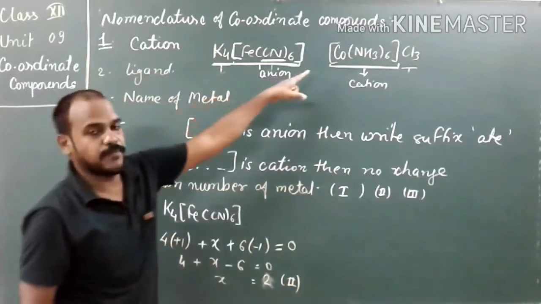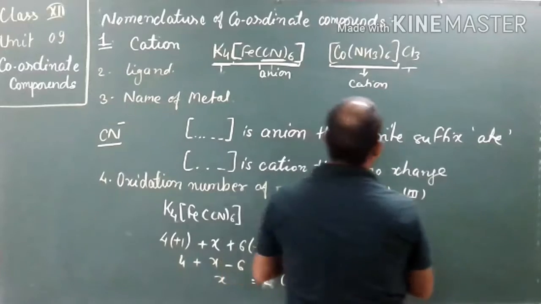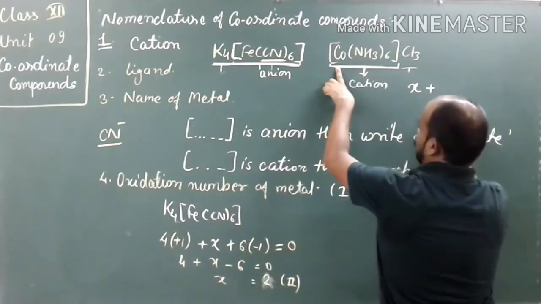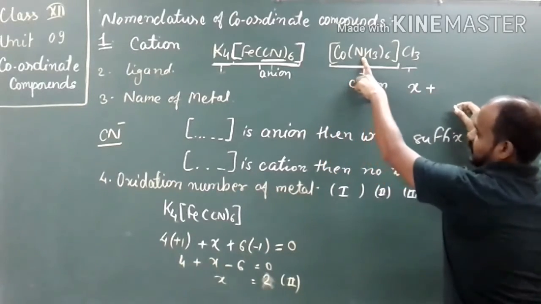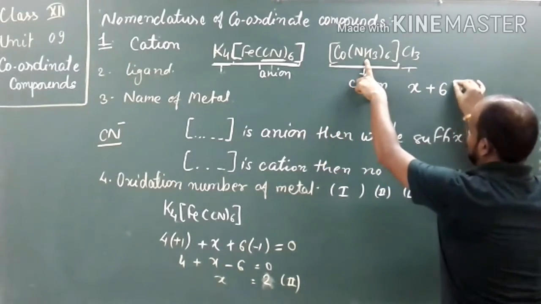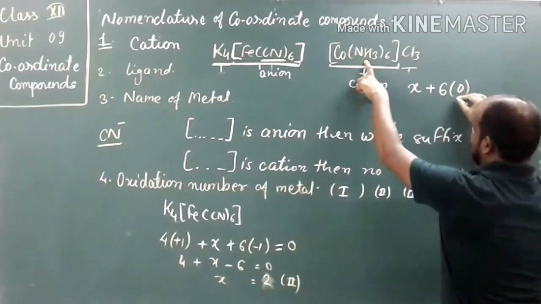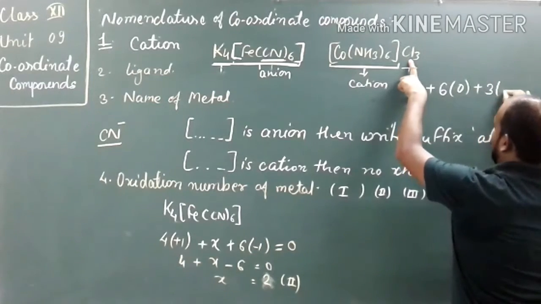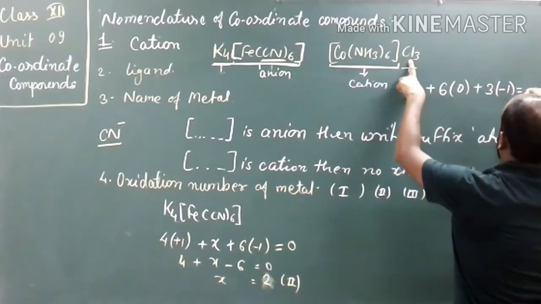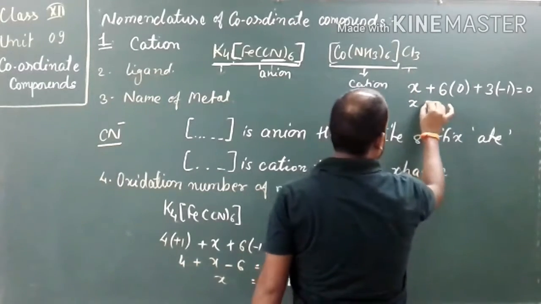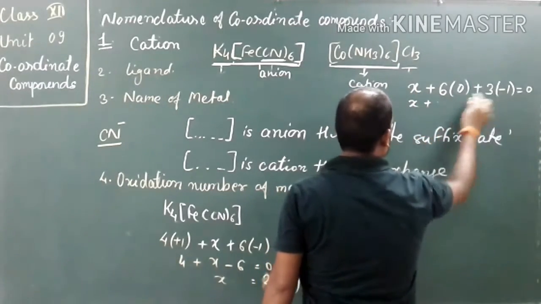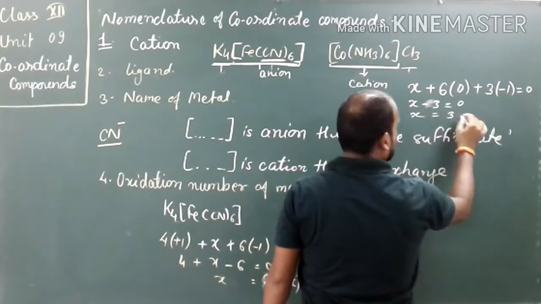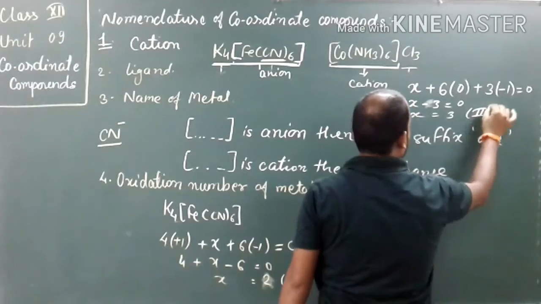Okay, for this compound, how can we calculate the oxidation number? So see, very simple. For cobalt we have to calculate, so suppose it is X plus. For ammonia, that is amine, the number of ligands is 6, NH3 is a neutral ligand, so the charge will be 0, plus the number of chlorine 3, charge on chlorine is -1, total equal to 0. So it will be X plus 0 minus 3, equal to 0, so X is equal to 3. So in Roman style it will be like this.